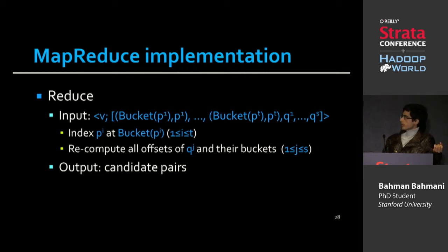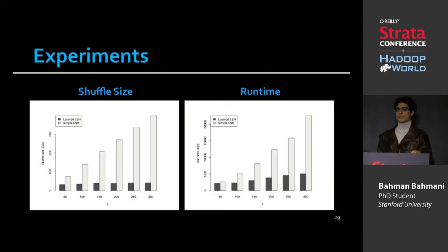And what the reducer does is that it indexes each of these data points at its bucket, and for each query point, it recomputes all of the offsets. So this is where we are getting the computational hit. Because we have lost the information about the offsets, we need to recompute them at the reducer, and we recompute their buckets. And for any query point, we look at the data points in that bucket that any of the offsets map to, and we generate that query point and that data point as a candidate pair, and we just output these candidate pairs. So very simple algorithm, and here are some experiments with it.